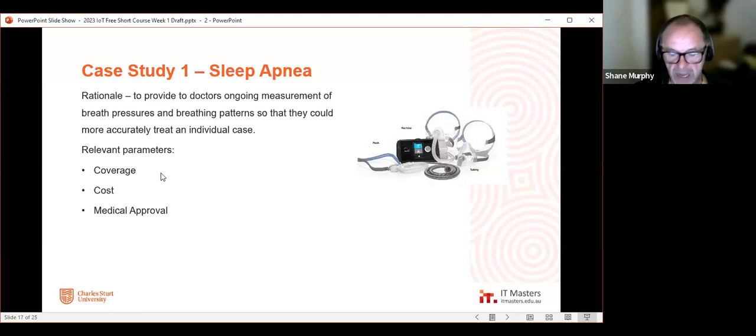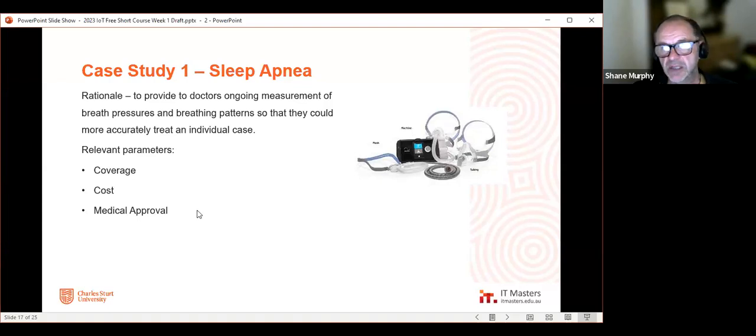The parameters were coverage, because they had to work in buildings anywhere in the country. It was primarily going into America at the time. The cost had to be not horrendously expensive, although already a CPAP machine was costing anywhere between $2,000 and $5,000 easily. And you also had the other thing overlaying it of medical approval and the medical profession wanting to be involved in it. So was that successful?